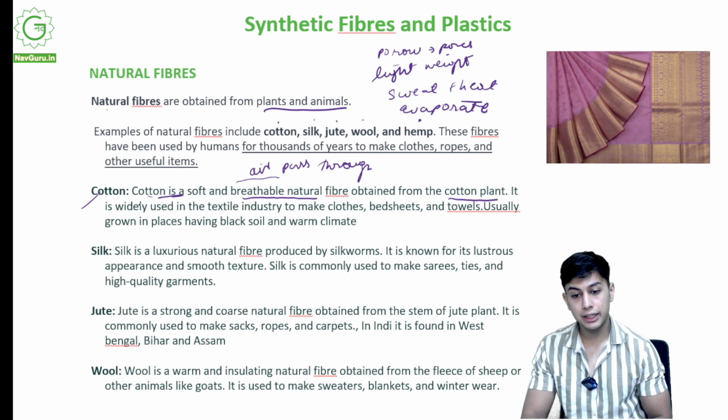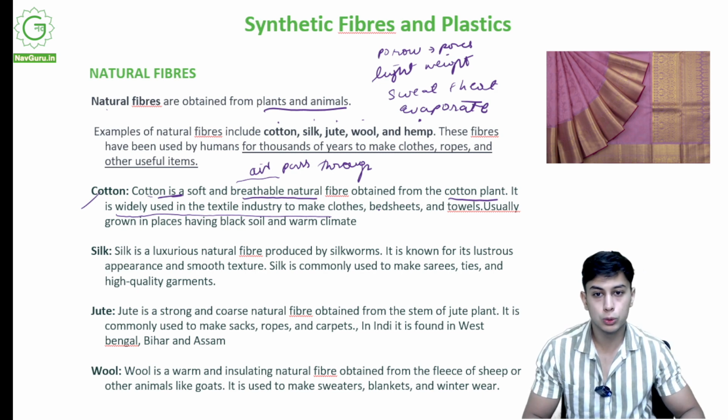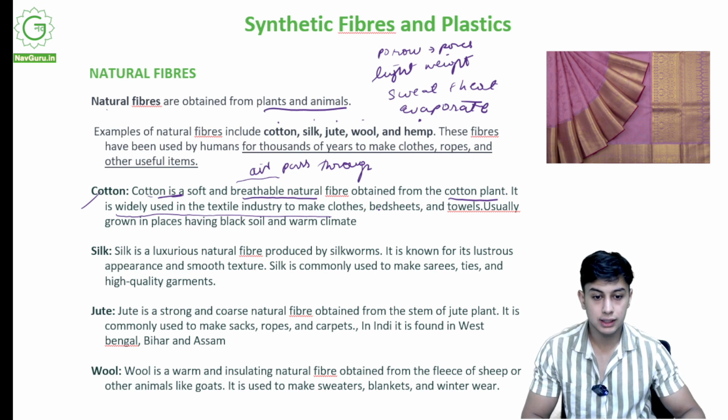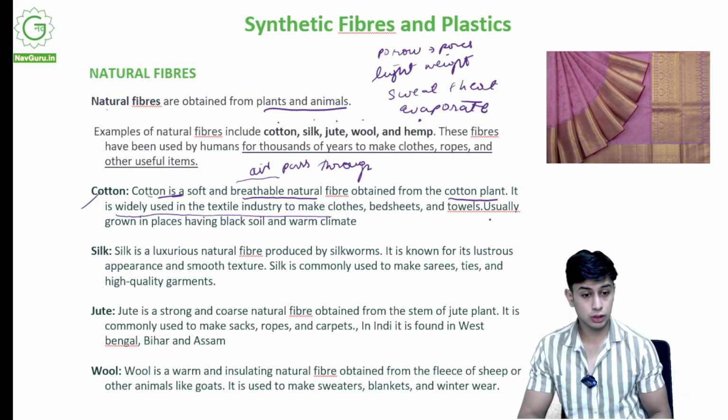This sentence is important: widely used in the textile industry. One of the most used fibers all over the world. This is cotton. India makes a lot of cotton. It is exported to a lot of countries. We make bed sheets, clothes, towels, and it is usually grown in certain places.